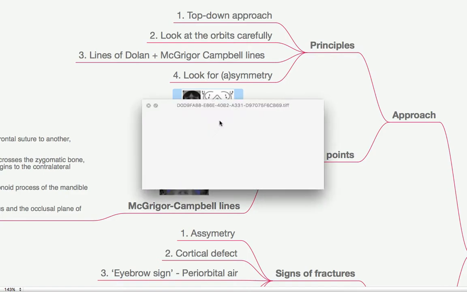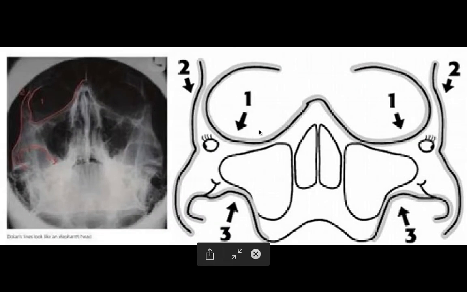So the first one is the lines of Dolan. Now, these are lines of the face which have been likened to the face of an elephant. So if we look here, this is a schematic, and we can see this is an orbit. Here's another orbit. We've got the nasal cavity, maxillary antrum or the maxillary sinus, and then the zygoma. So this would probably be something you can see in an OM or an OM30 view.